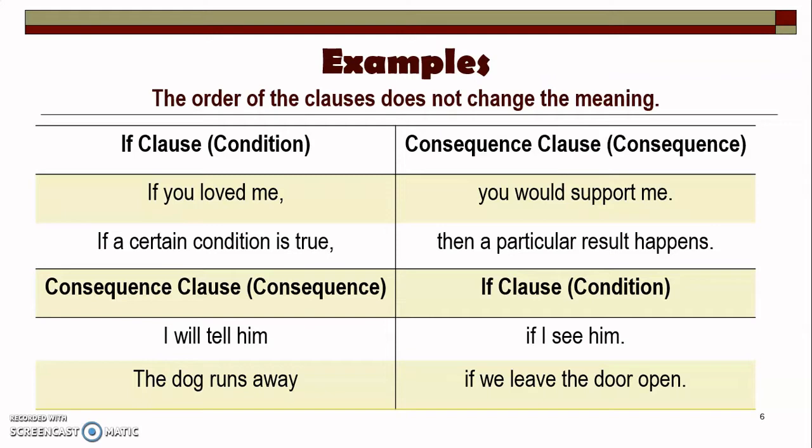If you loved me, you'd support me. If a certain condition is true, then a particular result happens. We have used a comma here because the if clause comes at the beginning. That's why we have used the comma. In the second instance, I will tell him if I see him. The dog runs away if we leave the door open. As you can see from these examples, the condition is there, and then the result or consequence follows. That is how we use conditional sentences in the English language.